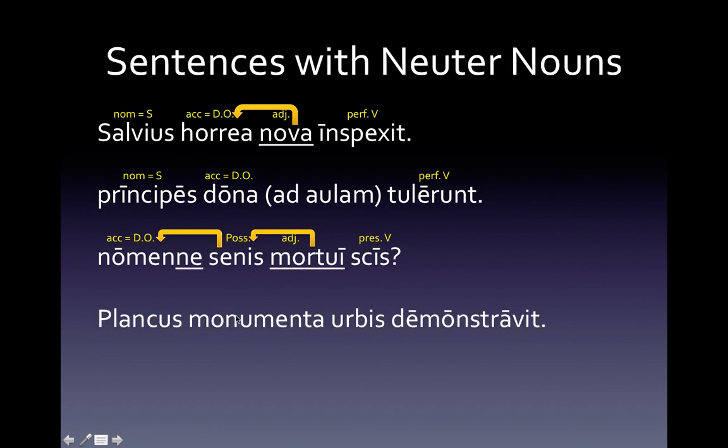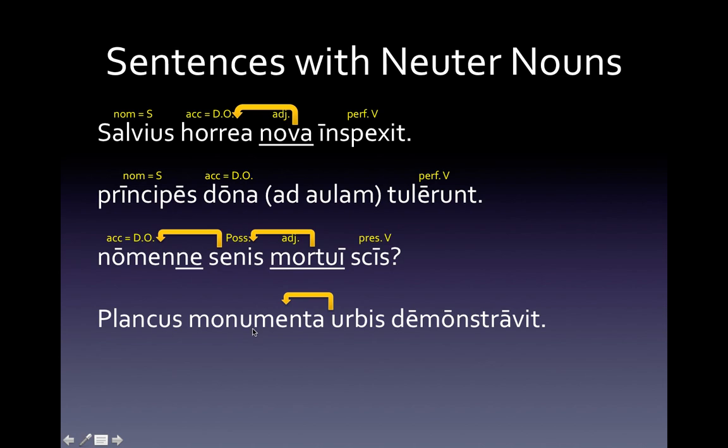All right. Plancus monumenta urbis demonstravit. Urbis is a possessive. This is a third declension noun, and it is possessing monumenta. Remember, genitives can only possess other nouns, and this is the only noun right next to it, and it does make sense, the monuments of the city. All right, then we have a couple other things to look at. Plancus can only be one thing. That us can only be nominative singular.